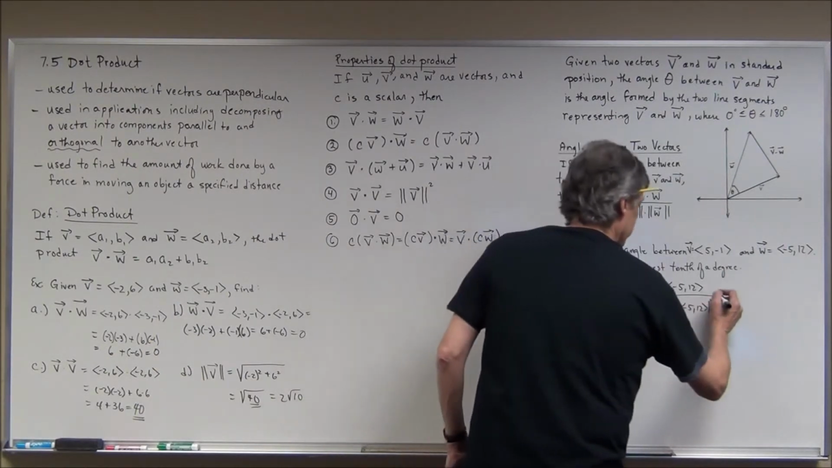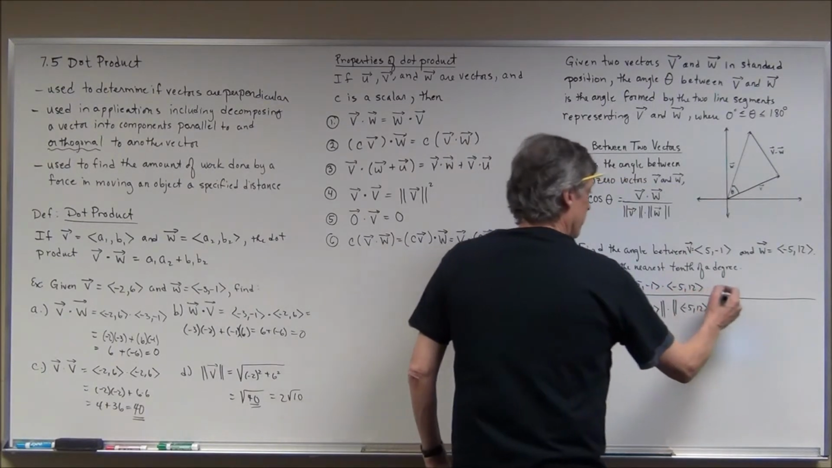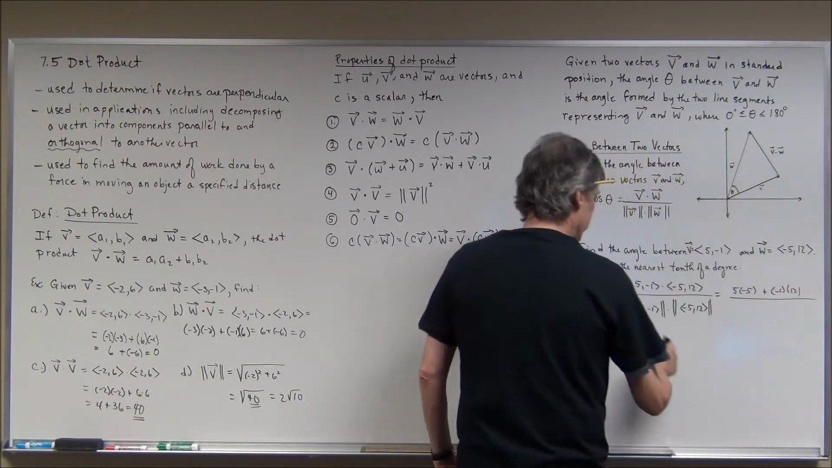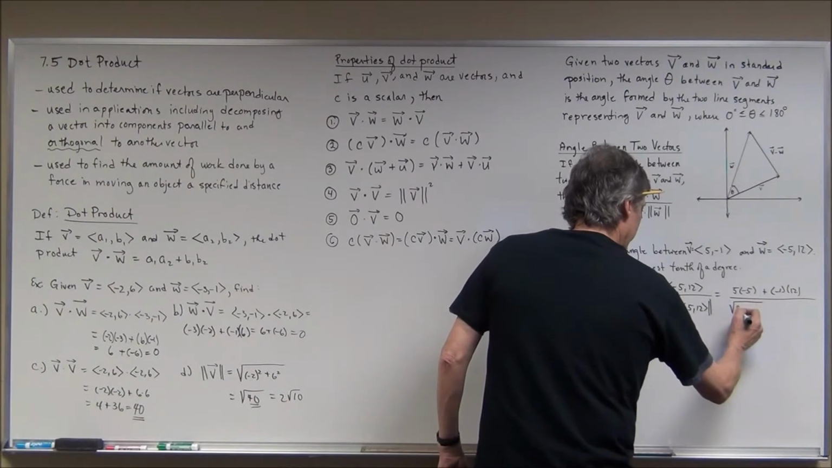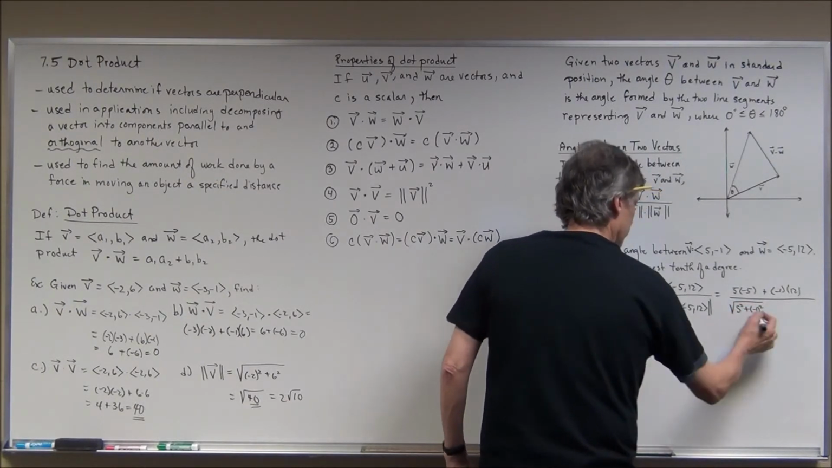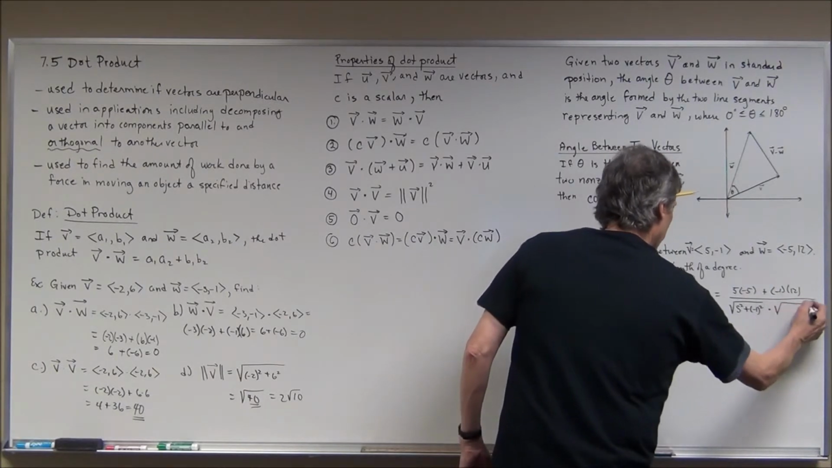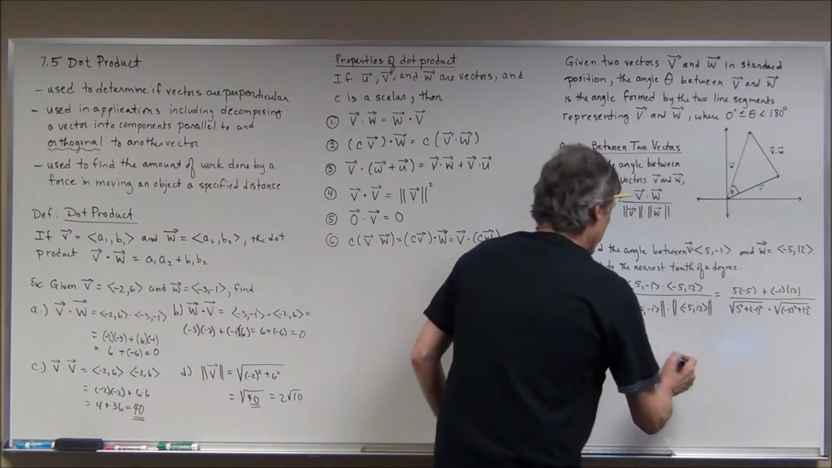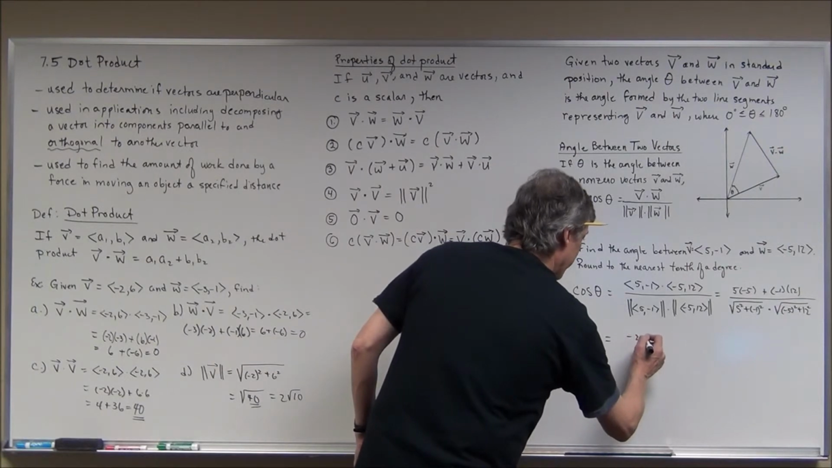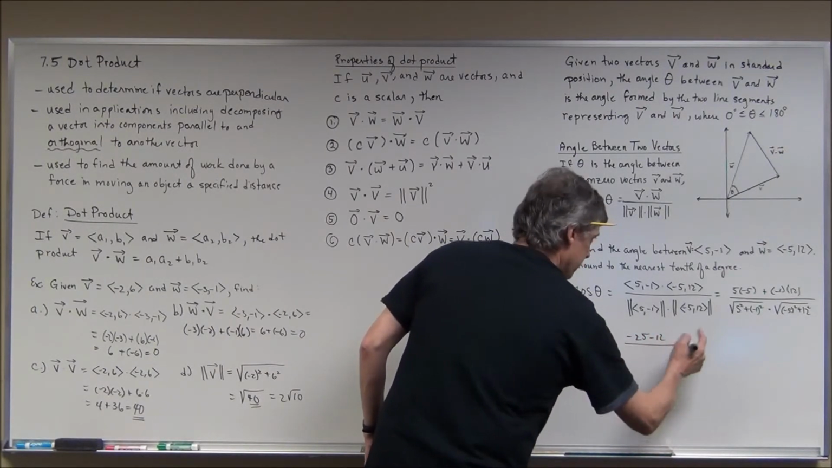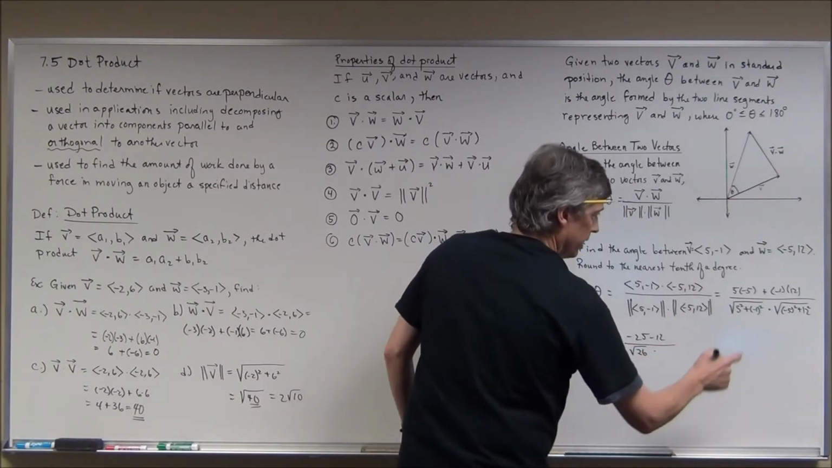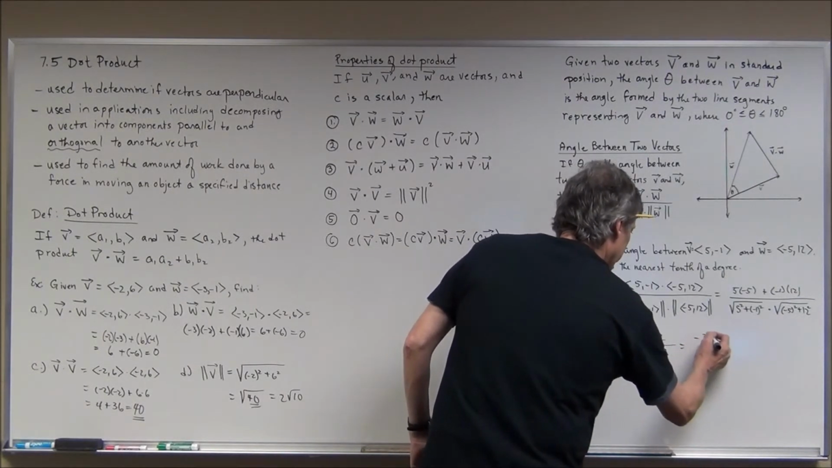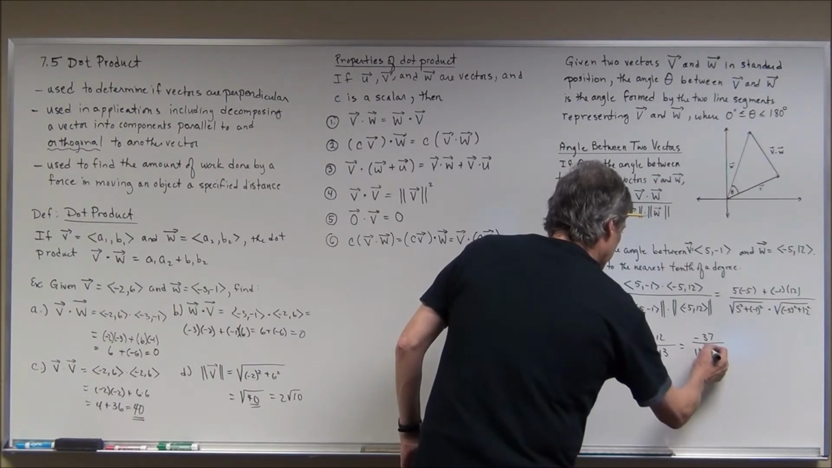Careful with your arithmetic here, lots of places to make silly mistakes. So this is going to be 5 times negative 5 plus negative 1 times 12. Down here, this is going to be the square root of 5 squared plus negative 1 squared times the square root of negative 5 squared plus 12 squared. So up top, this is equal to negative 25 minus 12. On the bottom, that's the square root of 26, and the square root of 169 turns out to be 13. So that gives me negative 37 all over 13 times the square root of 26.